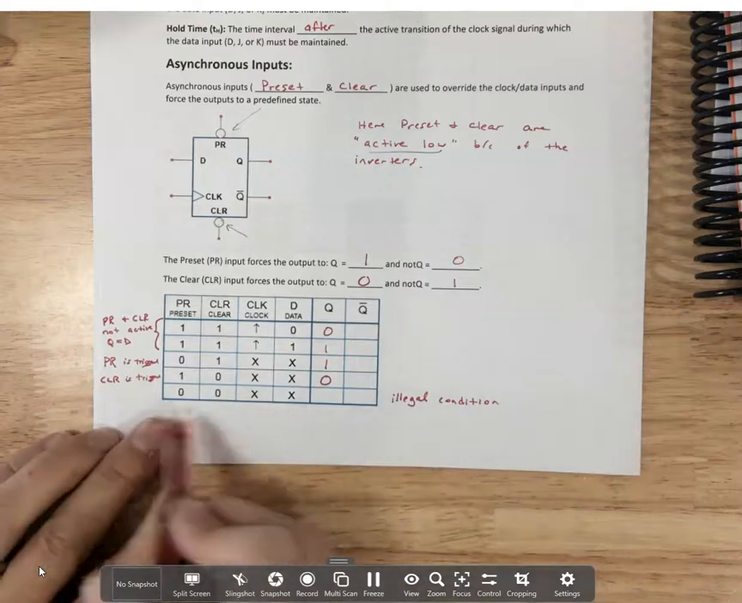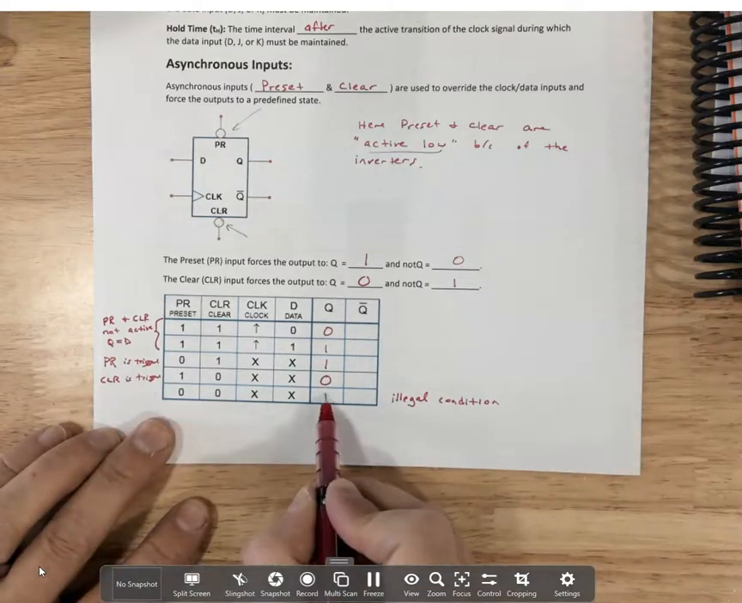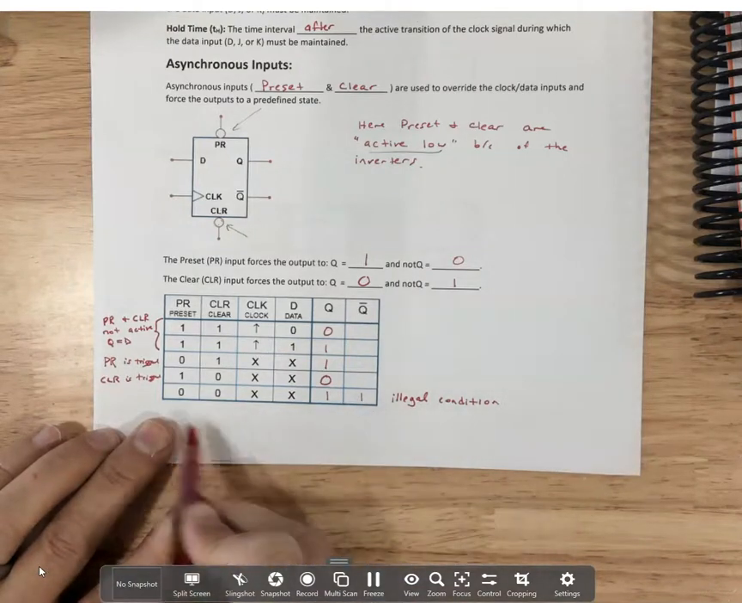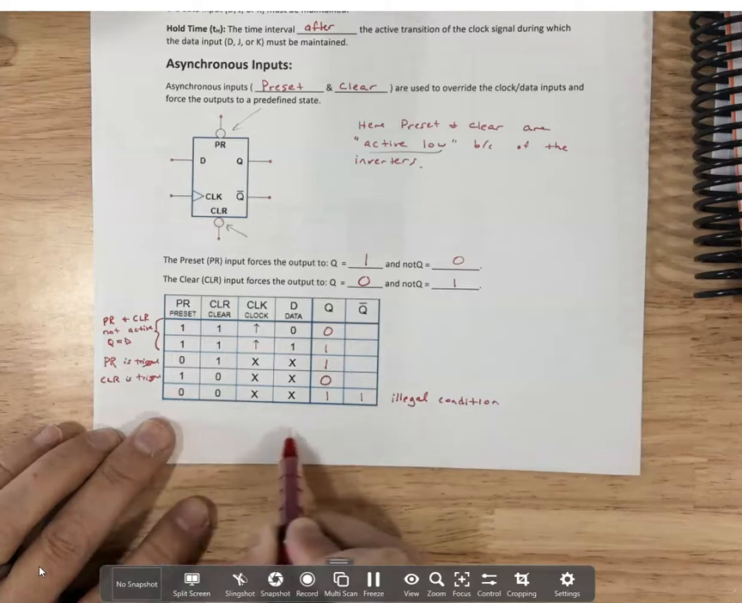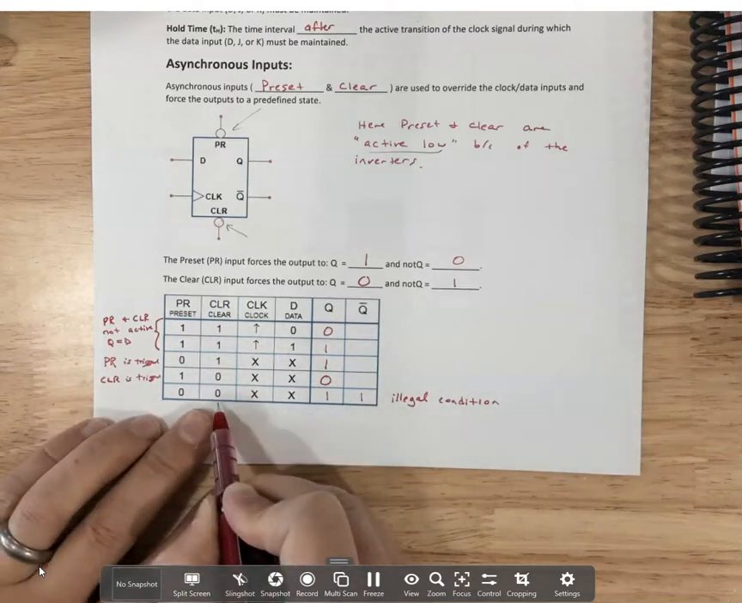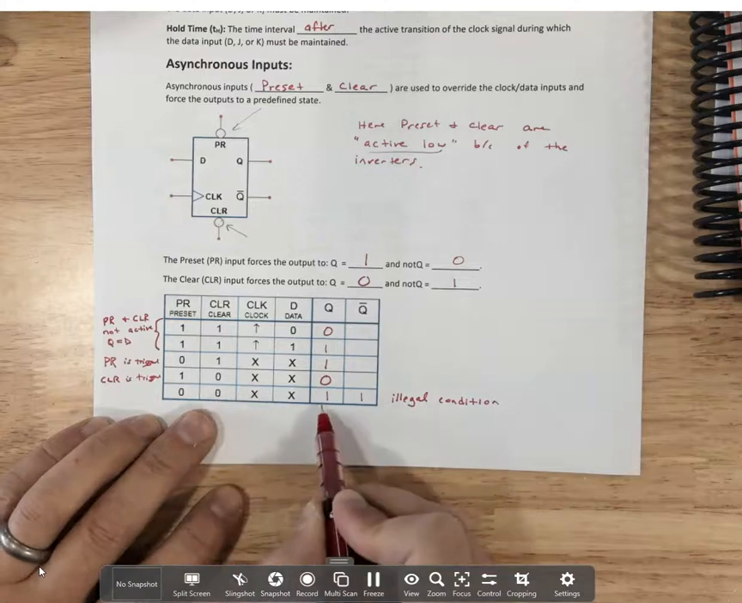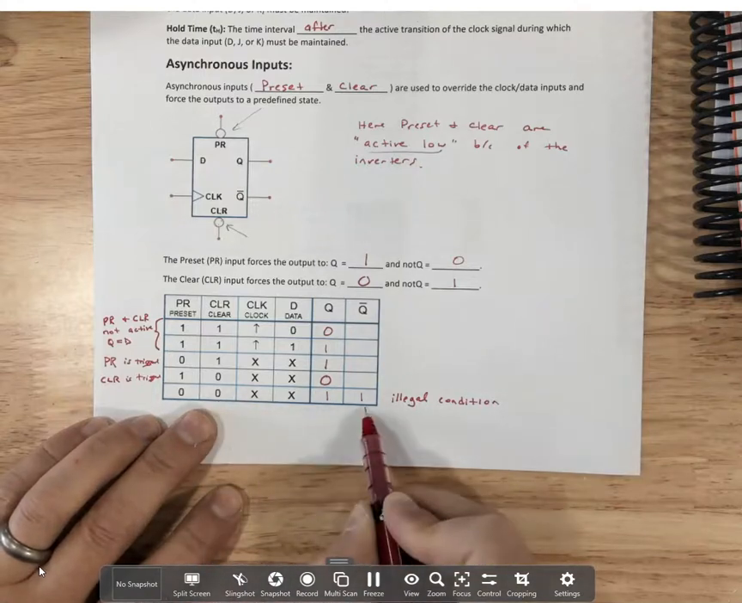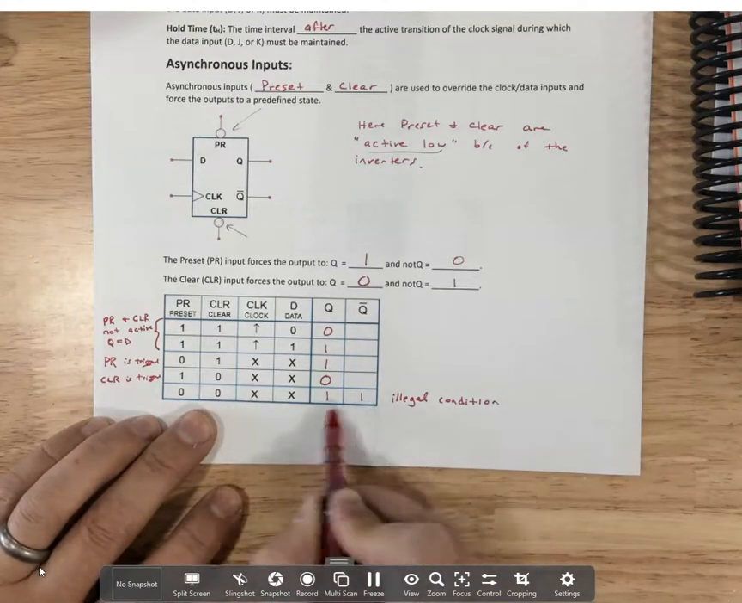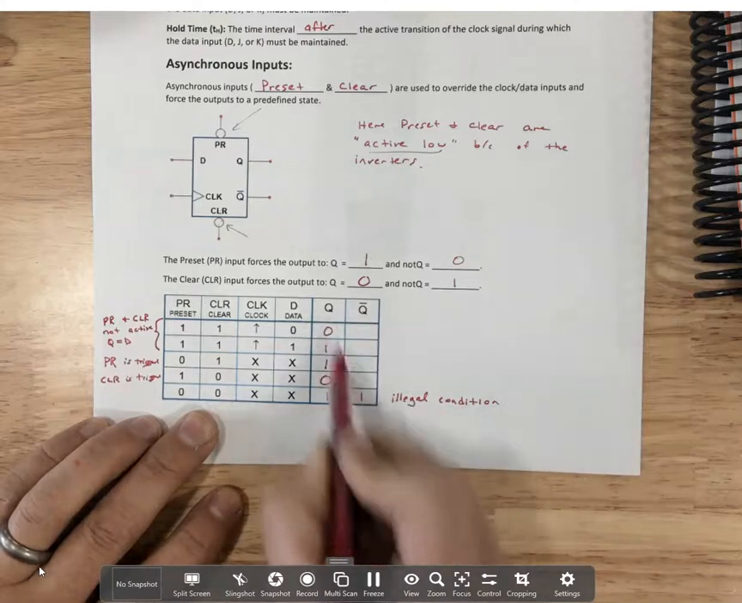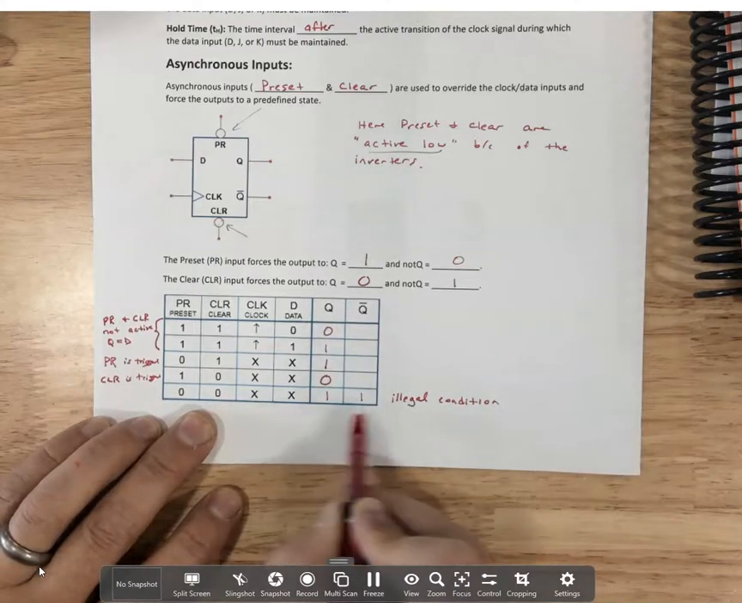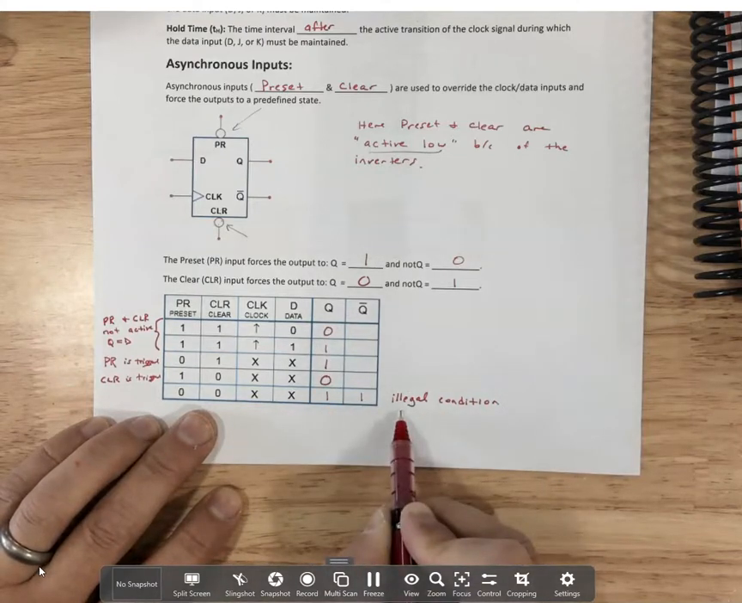You can look at it this way too. In the table, they fill it out as these both being 1s. Preset is trying to make the Q become a 1, and clear is trying to make not Q become a 1, right? Clear is trying to make Q 0, so it's trying to make not Q 1. And these cannot be the same thing. They always have to be opposites, right? It's not possible to have them both be 1s, so it's illegal.